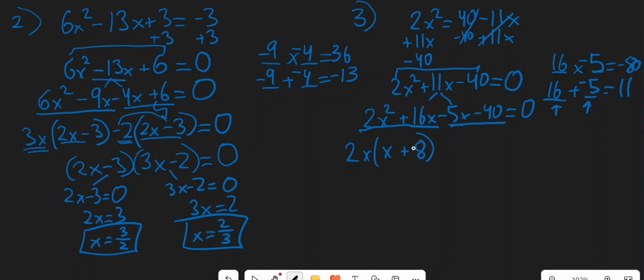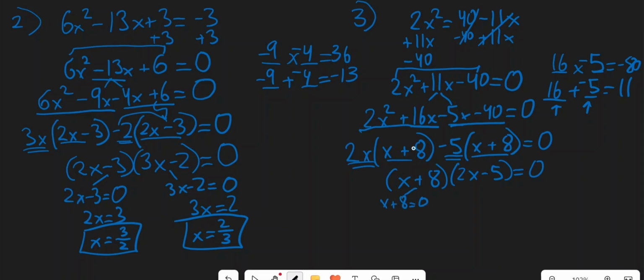And these two terms have a common factor of negative 5. So negative 5 times x gives you a negative 5x. And negative 5 times positive 8 gives you a negative 40. And then the first factor would be your common factor, which is x plus 8. And the other factor would be whatever is left over, 2x minus 5. Okay, so you set both of them equal to 0, which either x plus 8 would be equivalent to 0, or we have 2x minus 5 equivalent to 0.